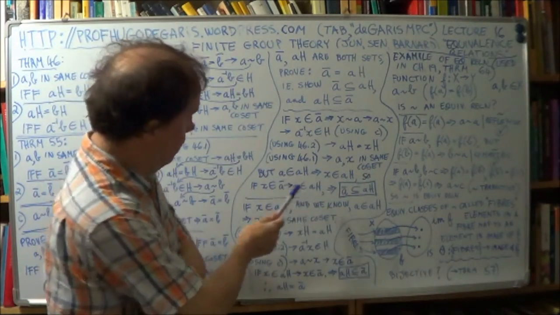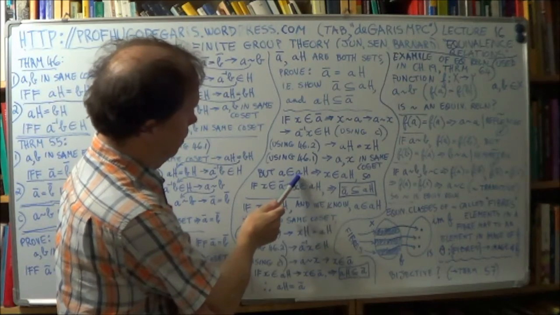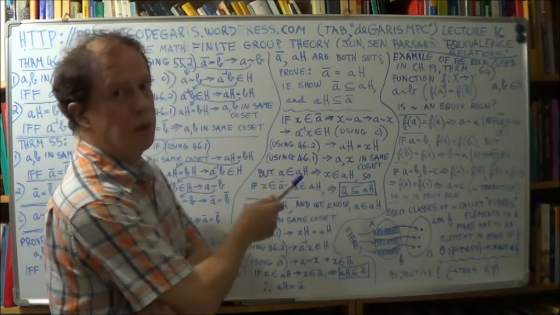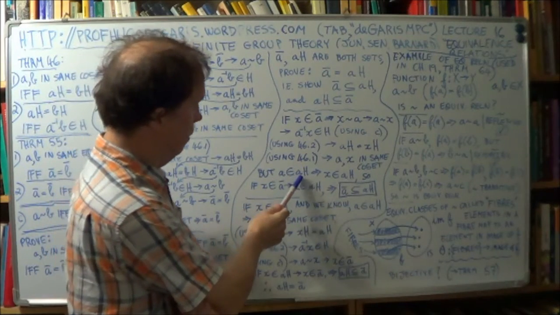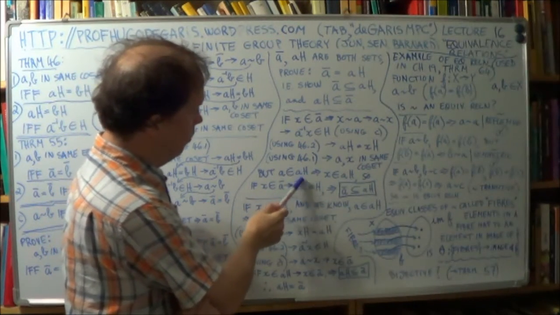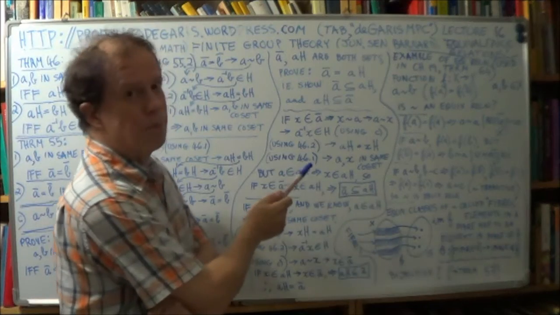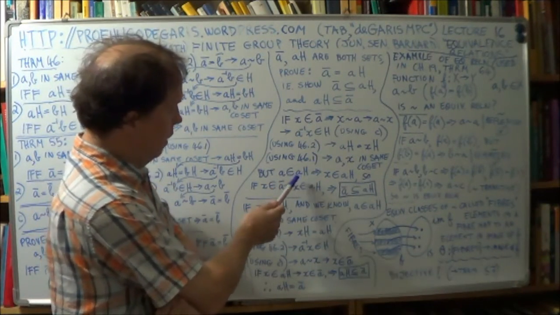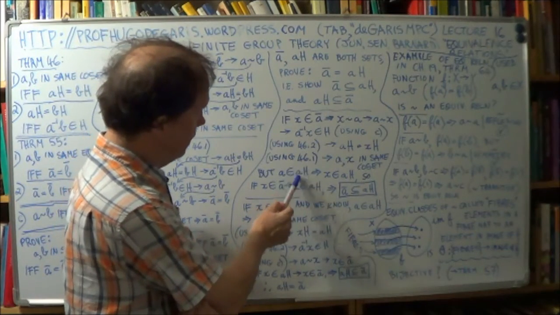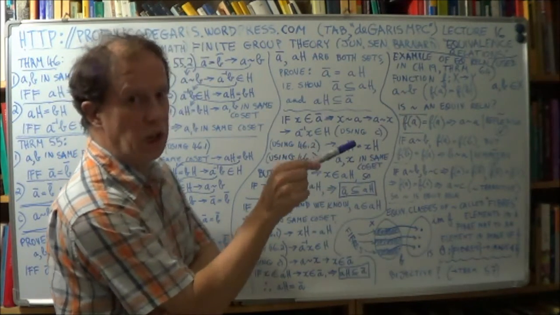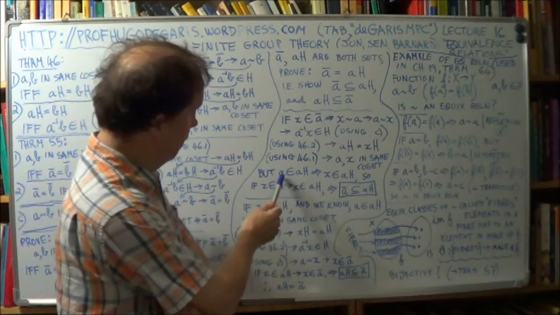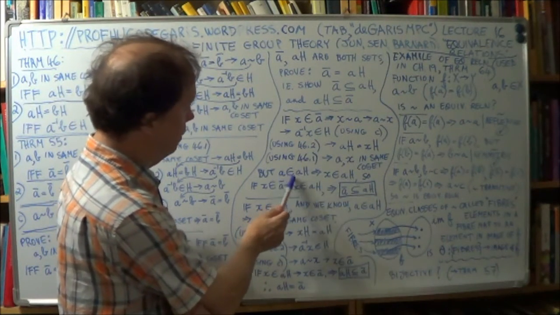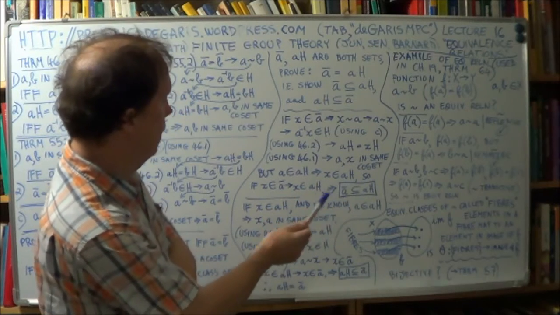But we know that A belongs to AH. Right? Any element belongs to its own coset. Now, why is that true? Well, H is a subgroup, right? It will contain the unit. And so inside this subset, you will have AE, which is just A. Therefore, A belongs to that subset. So A belongs to AH, right?